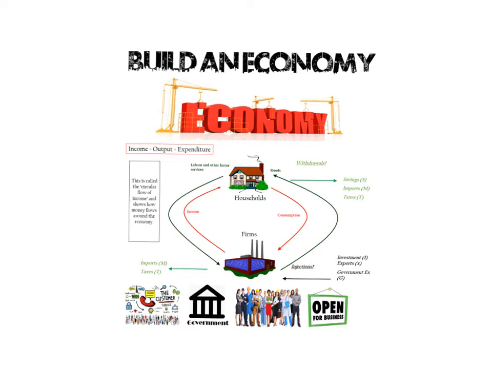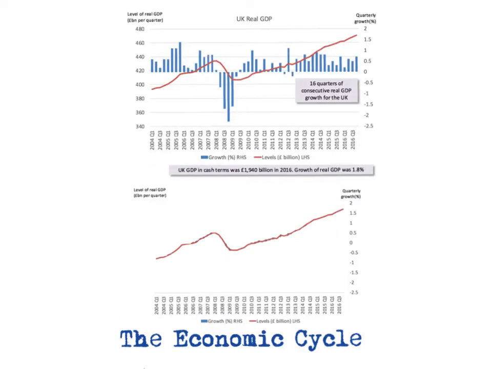So if they're taxing, but they're also spending on the economy, then hopefully that creates an equilibrium. But if the government is taxing more than they're spending, then again there's a disequilibrium because more money is leaving than what's coming in, and vice versa. So the economy can go through different stages, and this is called the economic cycle, so we're going to have a look at that now.